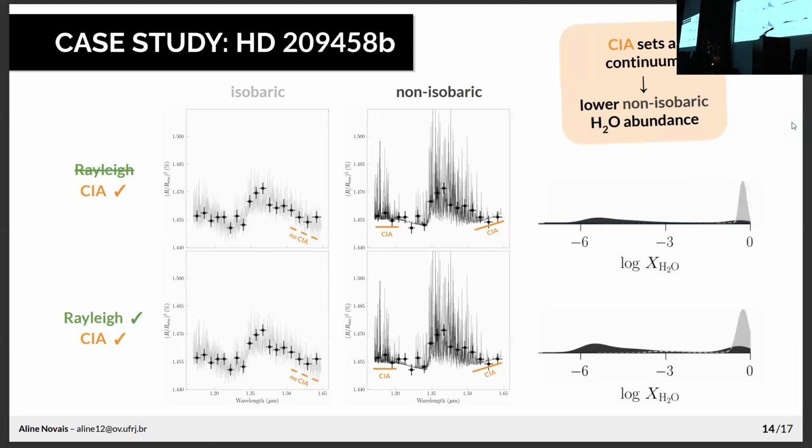And then for the second case study, which is for HD 209458b, the opposite is going to happen because it doesn't have a lot of data to the left side. So CIA is going to become more important and Rayleigh is not as important in this case. So you can see in the far right picture that the water abundance is going to vary a lot when we include pressure dependency because of CIA again, because you're going to have this continuum in the spectrum, like a continuum like this, and then the water abundance.